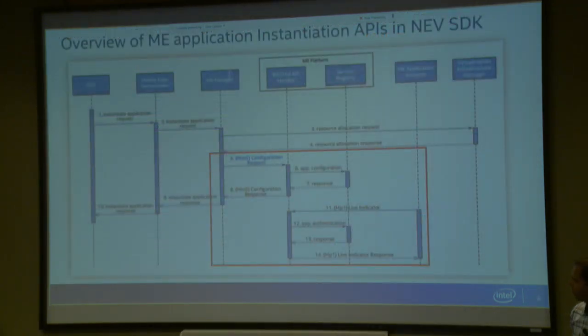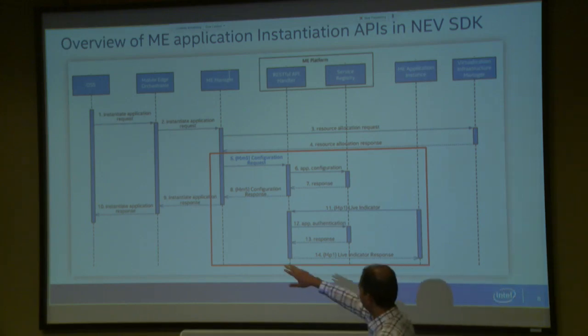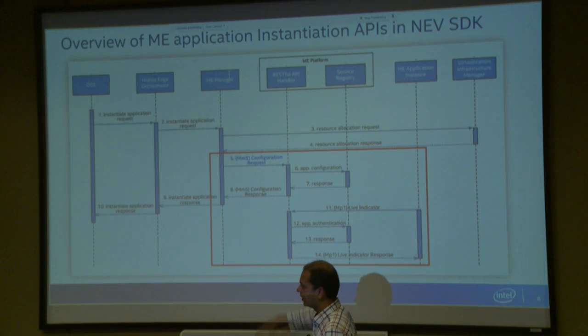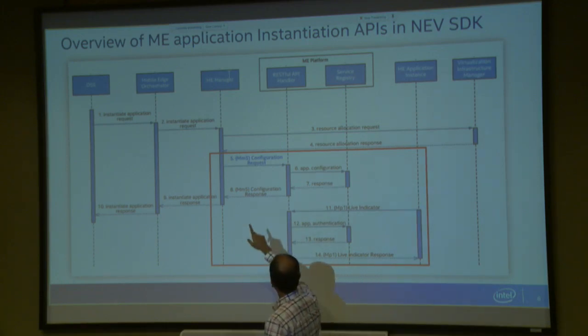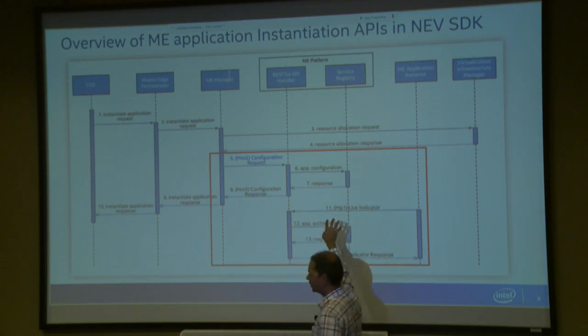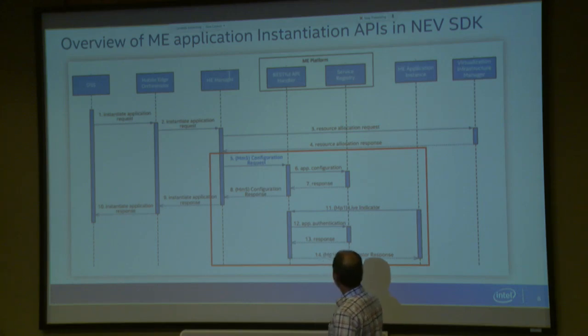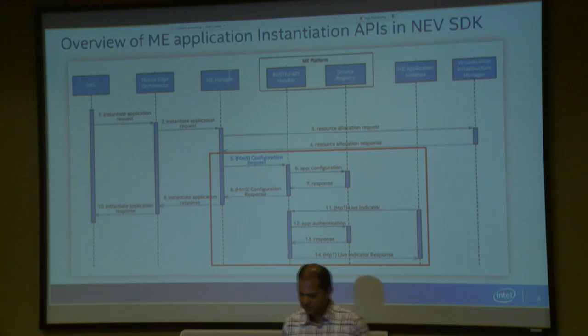So a sample view of our APIs, this is in no way a full view, but for us, this is an overview of MM5 where applications are deployed and what's the typical flow, right? So we are not worried about OSS and mobile edge orchestrator, which can be an own app orchestrator. So in our SDK, we have ME manager and the MEC platform, which is the compute node, and the application. So typically, the request and response here are based on REST API.